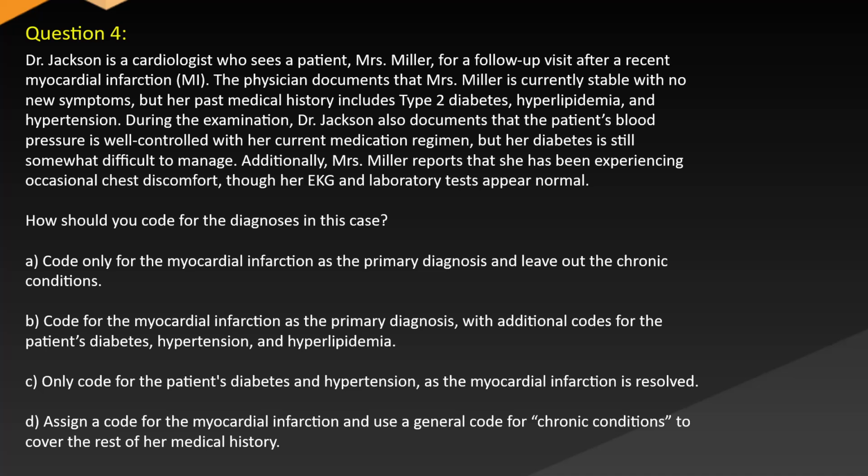A. Code only for the myocardial infarction as the primary diagnosis and leave out the chronic conditions. B. Code for the myocardial infarction as the primary diagnosis with additional codes for the patient's diabetes, hypertension, and hyperlipidemia. C. Only code for the patient's diabetes and hypertension as the myocardial infarction is resolved. D. Assign a code for the myocardial infarction and use a general code for conditions to cover the rest of her medical history.